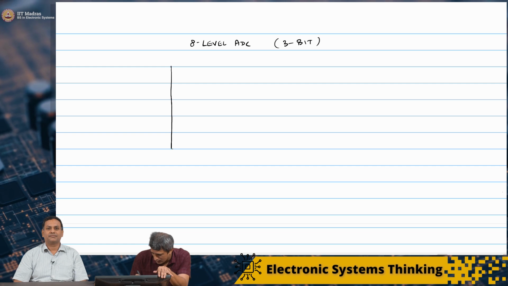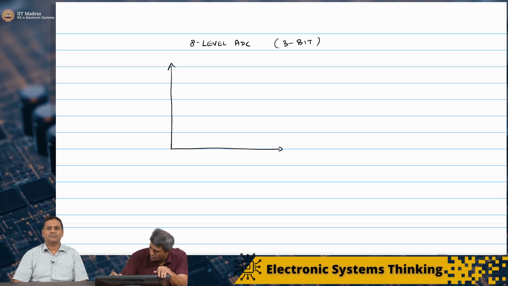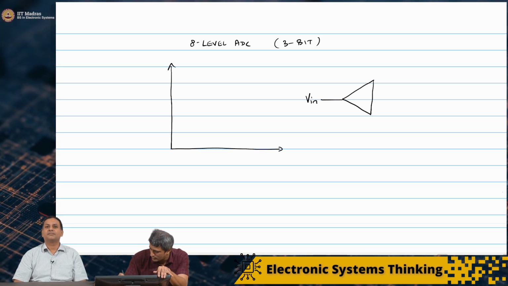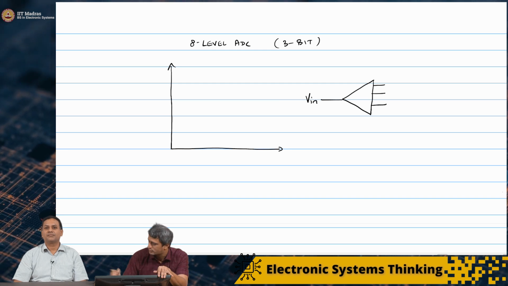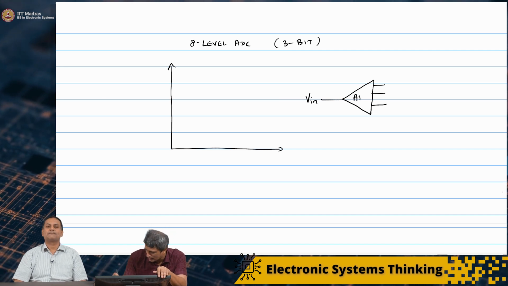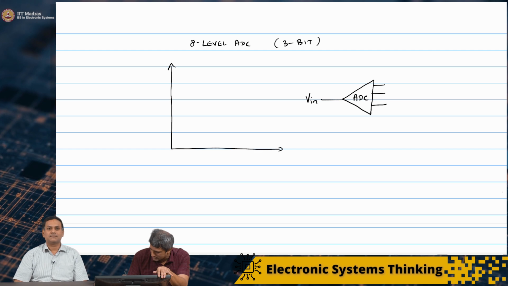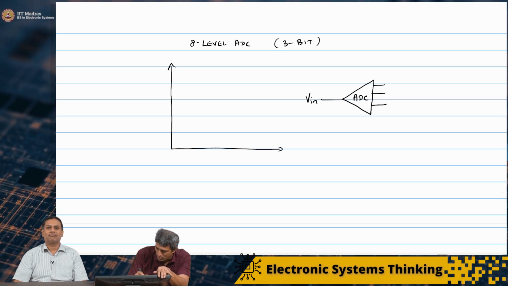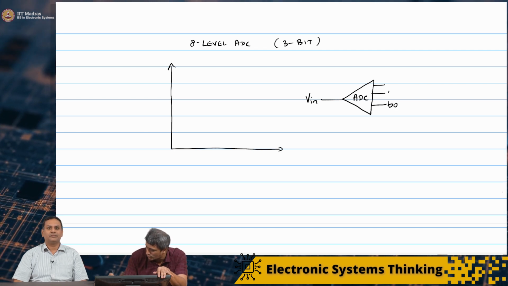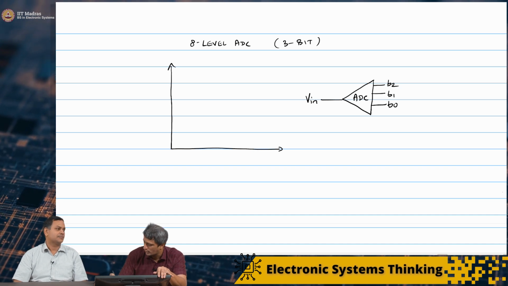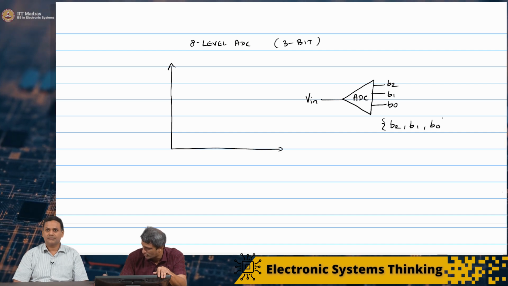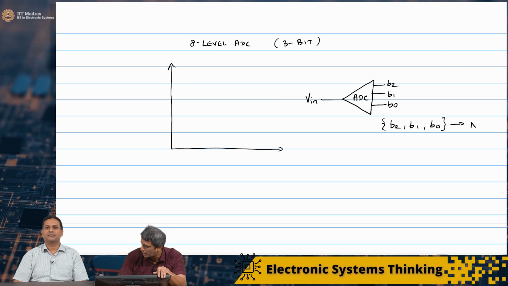It means that you take this as my input, V in, and I get 3 bits out of this, which will represent one of 8 levels. Let us say these are binary bits B0, B1, B2, and together B2 is the MSB, B1 is the next bit and B0 is the LSB. It represents a number n.